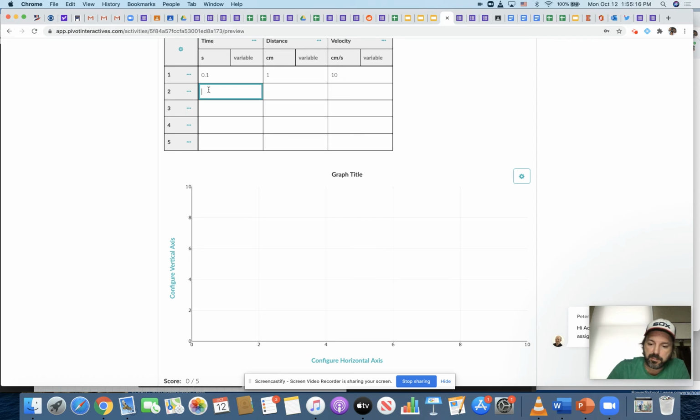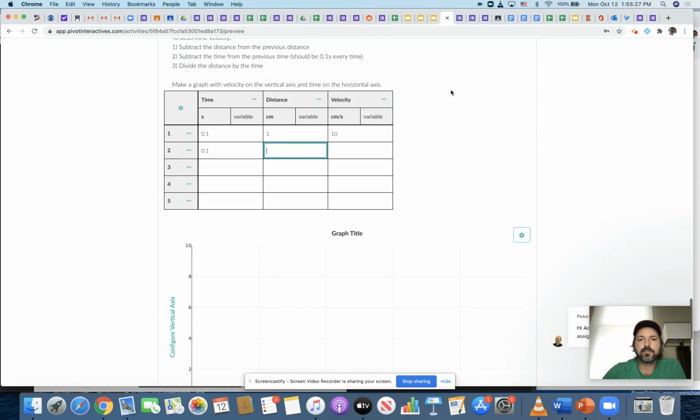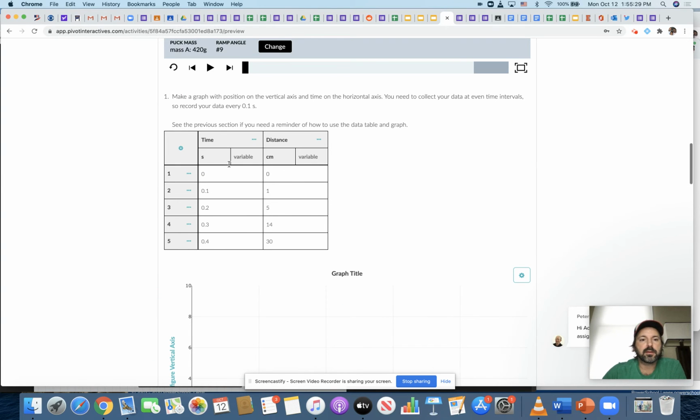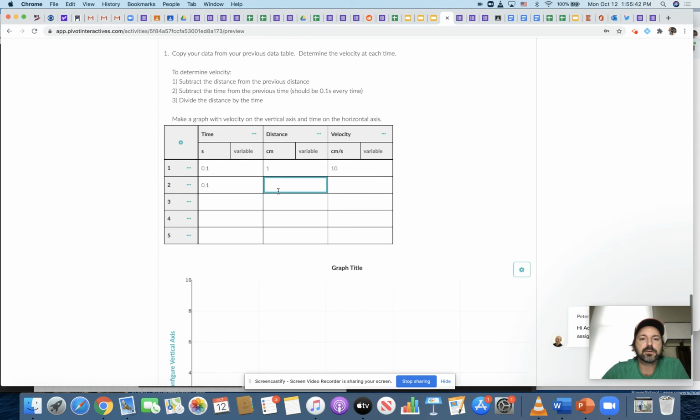My next time interval will still be 0.1 seconds. But the distance traveled now, if we go back up here, from 0.1 to 0.2 seconds, is 4 centimeters, because it's at 1 centimeter and it goes to 5. So that's 4 centimeters, and our velocity here would be 40 centimeters per second. This is how you do it.